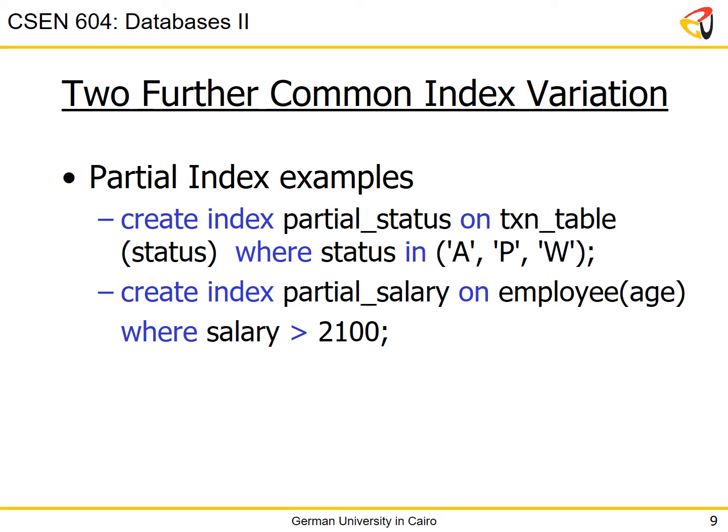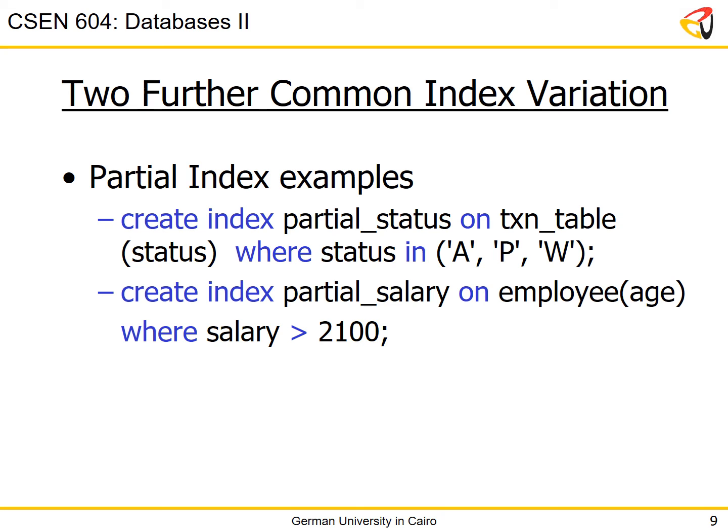So here's an example of partial indices. Now the where clause here is just the where clause you've learned in your first database course. Anything that is applicable as a where clause is applicable here. So for example, I'm saying create index partial status on transaction table where the status is in A, P, and W. So I could have millions of transactions, but I'm only interested in those whose status is A, or P, or W. I could have maybe 10 different statuses for transactions, but I don't care. I am only interested in speeding up queries where the status is going to be either A, P, or W.